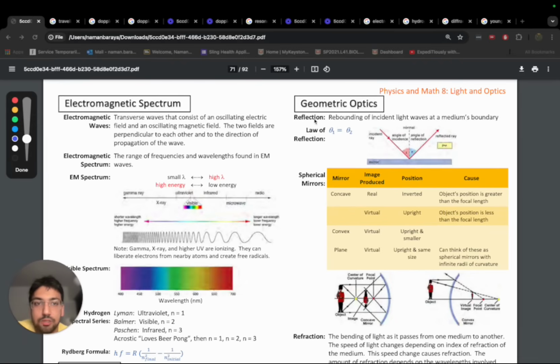So reflection is actually pretty easy. Reflection is something you know. When something goes in, it reflects off an object and goes away. And the important law of reflection is that theta 1 is equal to theta 2.